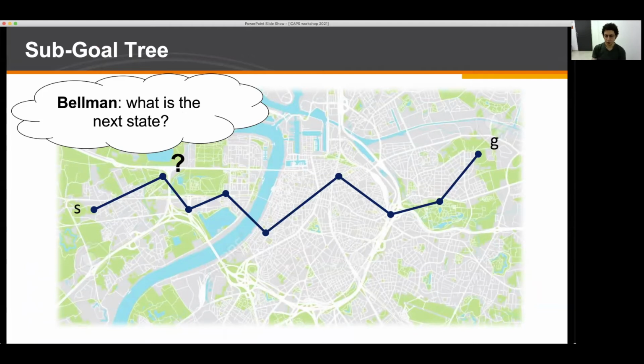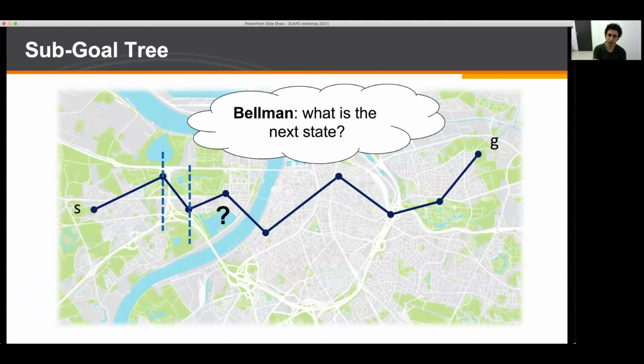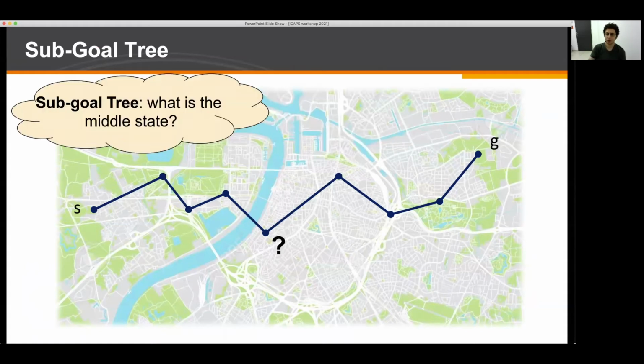So to introduce our way of doing this, I'll first describe what is the standard Bellman equation approach of thinking about a trajectory. So the standard way of computing the next state and trajectory is asking, given the current state and the goal, what is the next state? And then once you move to that state, you ask what is the next state and so on until you complete the trajectory. We're going to ask something different.